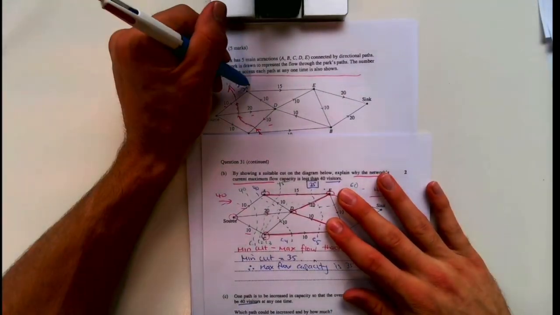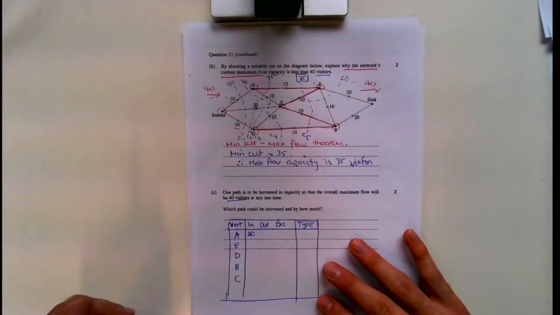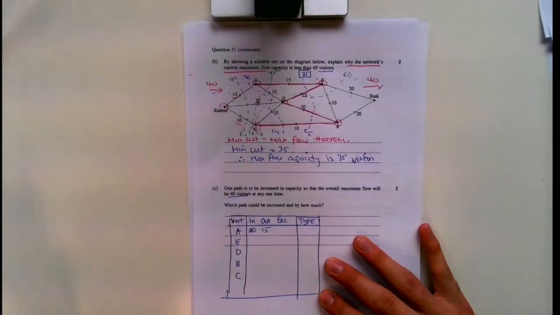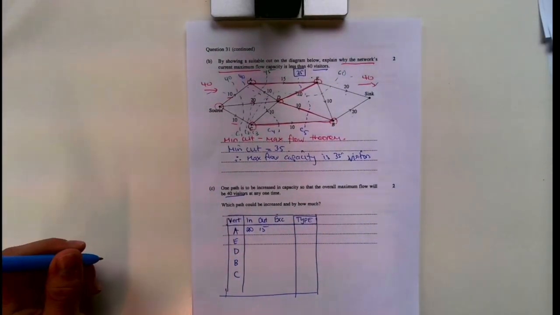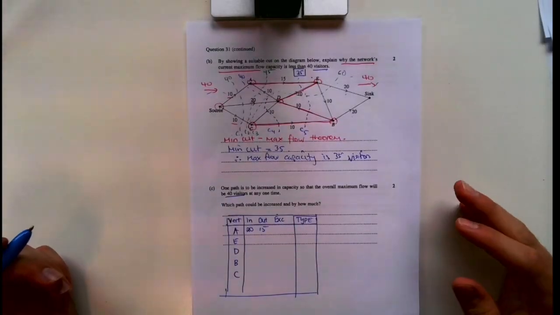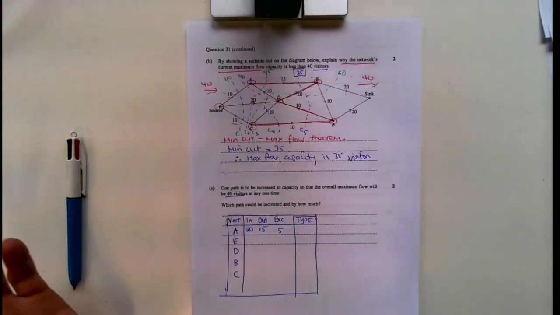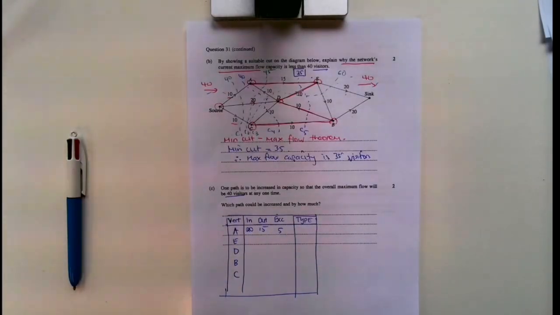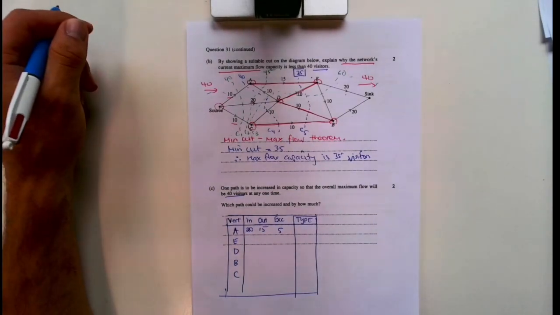Looking at A, there are 15 coming out. That's the outflow from that vertex. So that's 15 there. Now notice how they're not the same, so the excess, or the difference between them, is 5. And where the excess is matters. So notice how there's more people going in than out.